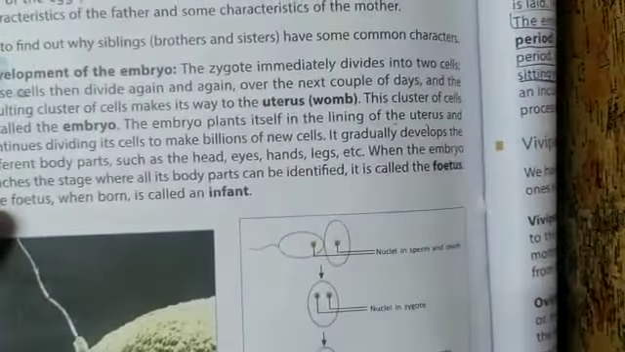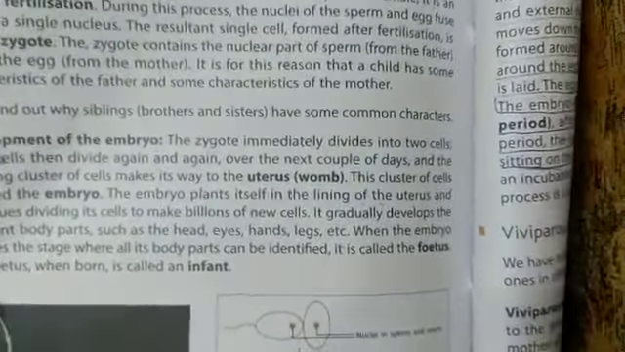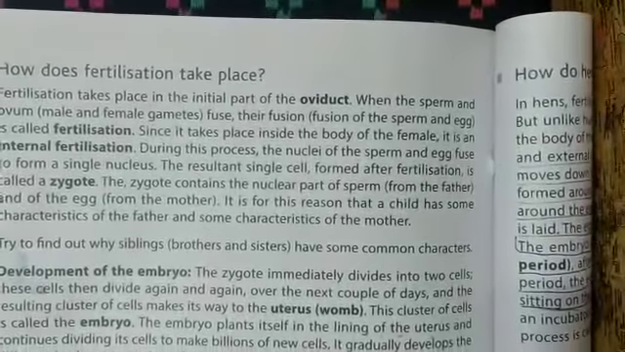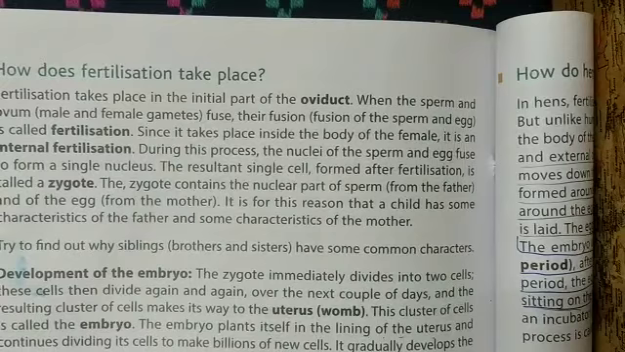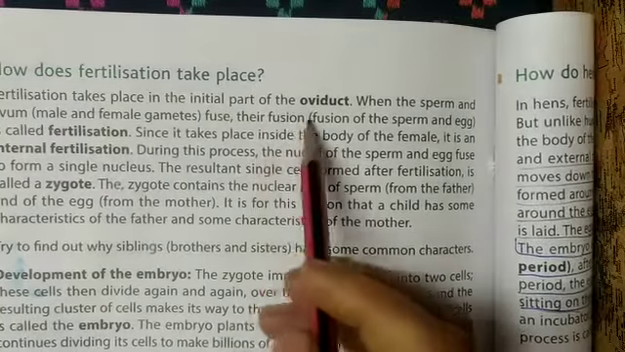After that, very important, how does fertilization take place? Fertilization takes place in the initial part of the oviduct.